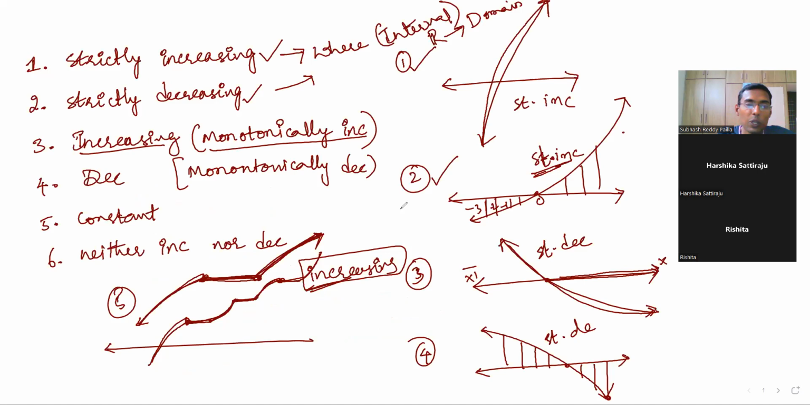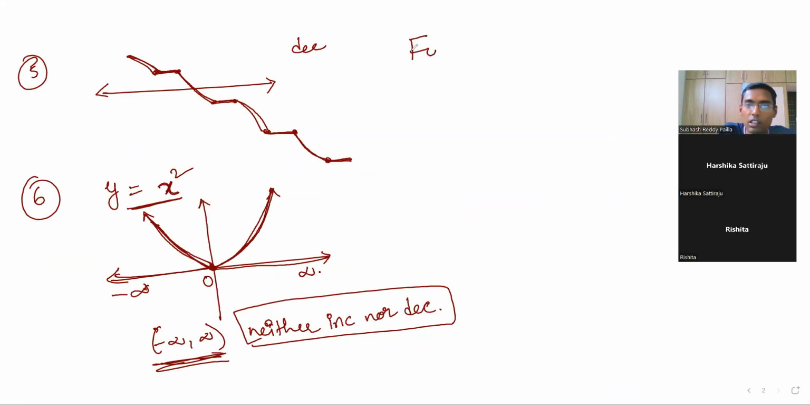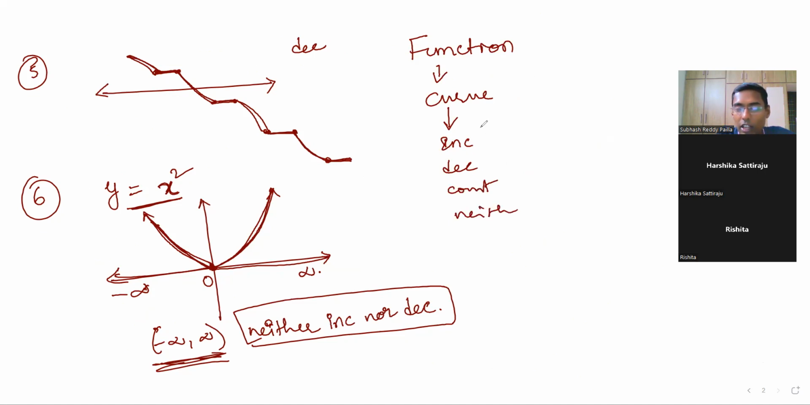Okay, I have just explained the terminology of increasing and decreasing functions. I told you that a function means it will have a curve. When it is a curve, it is either increasing or decreasing, or a constant curve, or neither increasing nor decreasing. It will be one of these things. This is the terminology we explained.